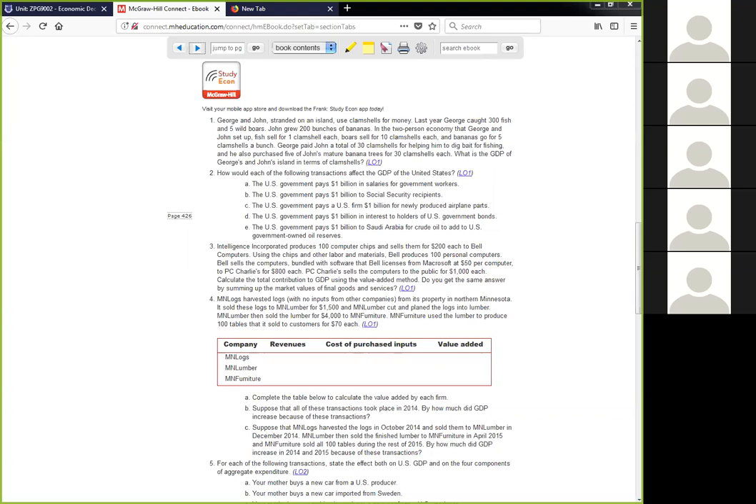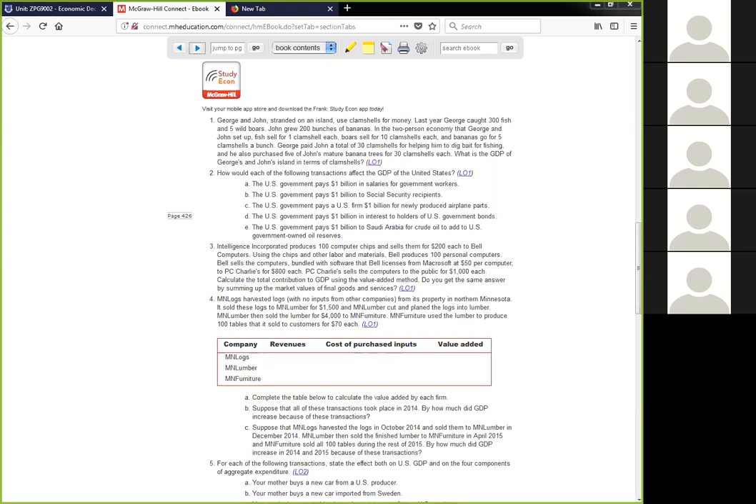Right. The US government pays $1 billion to Saudi Arabia for crude oil to be stored in US government-owned oil reserves. Right. So they buy now. Is that an import or an export? If we buy $1 billion from Saudi Arabia for crude oil, is that an import or an export? For the US, it is an import. It's an import. Now remember what we have to do. We have to subtract imports. I only use that to tell me what's the effect on the GDP. Right? Okay.